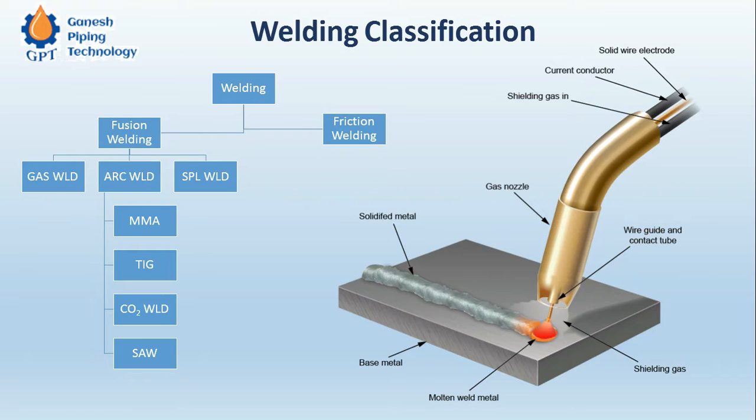So first we can see here that there are two different wings. One is fusion welding and the second one is friction welding. We are going to discuss more about fusion welding because it is associated with the structural industry, structural piping, whatever is required for plant design and construction. So for that we will focus on fusion welding. However, friction welding is also very much important.